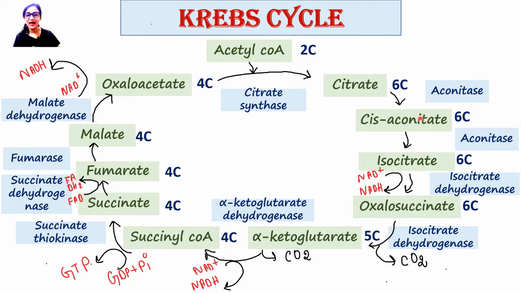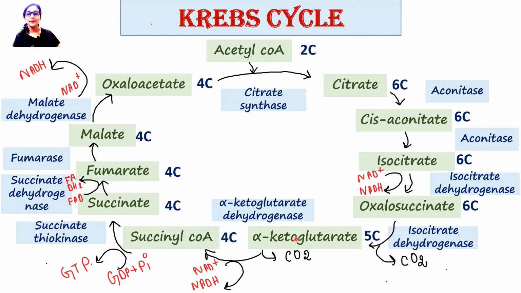The same enzyme, isocitrate dehydrogenase, converts oxalosuccinate to alpha-ketoglutarate. Liberation of CO2 occurs in this step. Oxalosuccinate is a 6-carbon compound. Now, as one molecule of CO2 is liberated, the resultant alpha-ketoglutarate is a 5-carbon compound.